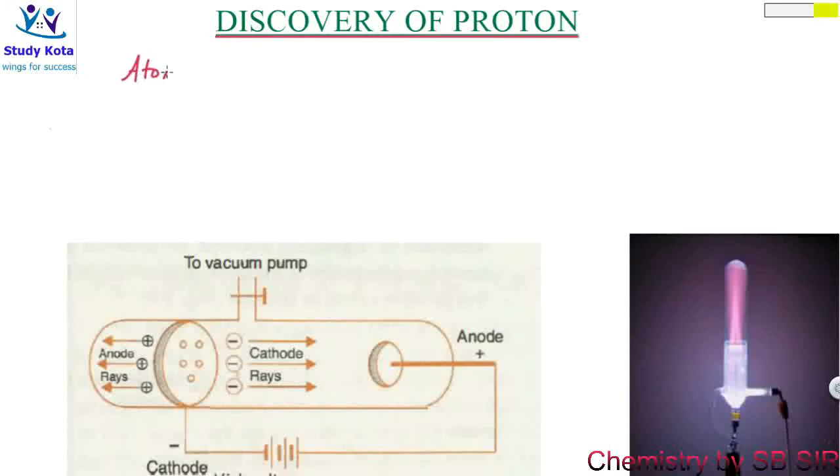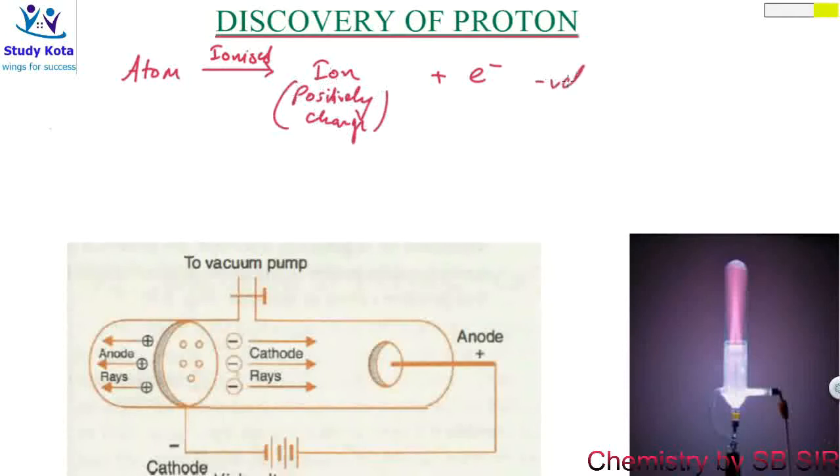to ion. Atom, when it is heated, when it is ionized, it gets converted to ion plus electron. So this ion will be positively charged, and this electron is negatively charged. So when Thomson discovered electron, it led to the conclusion that atom has negative charge.